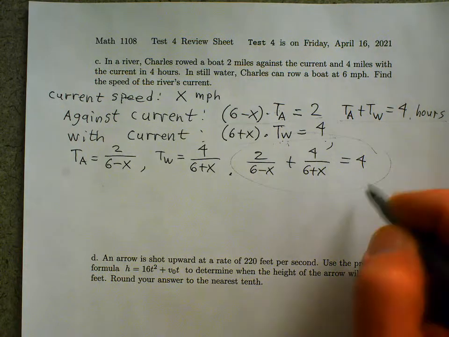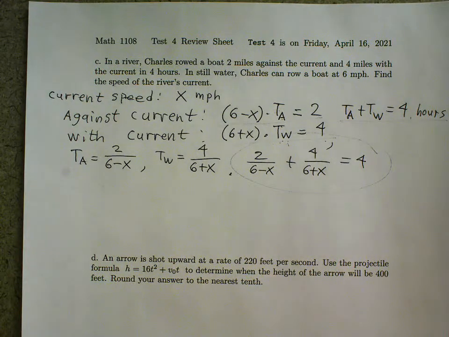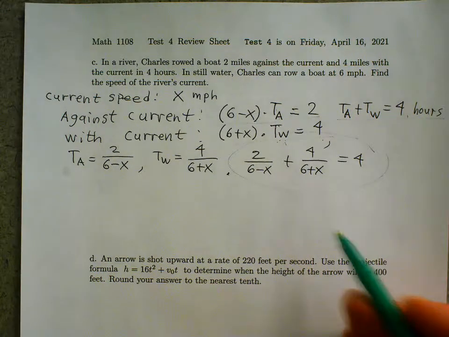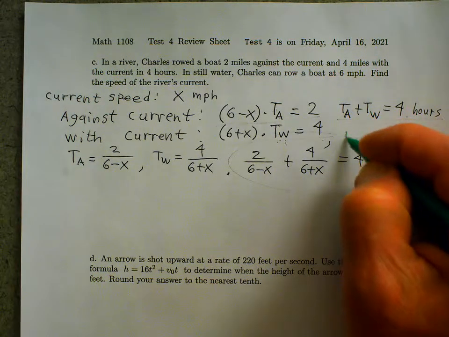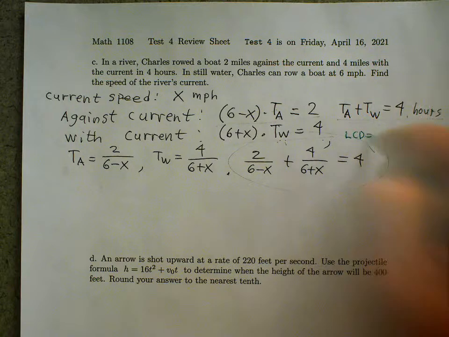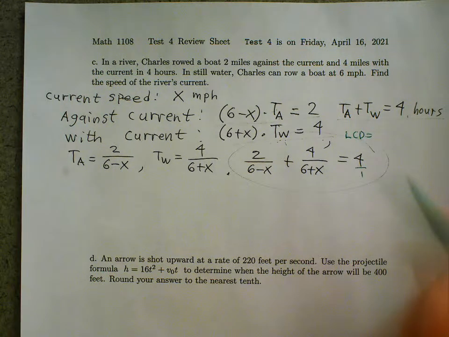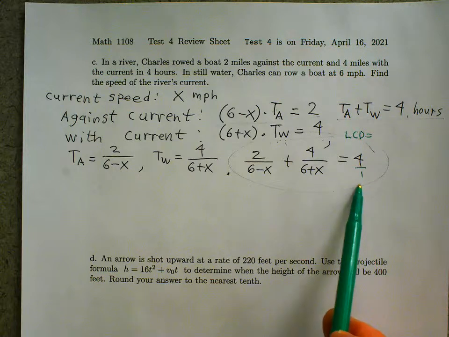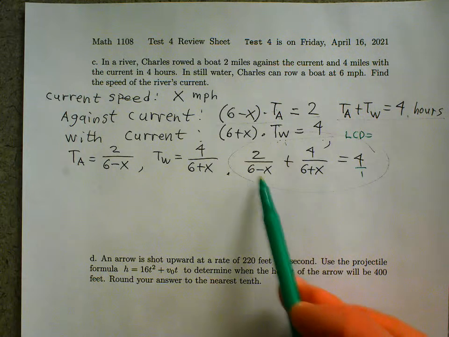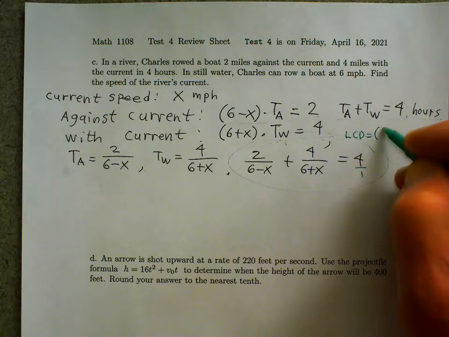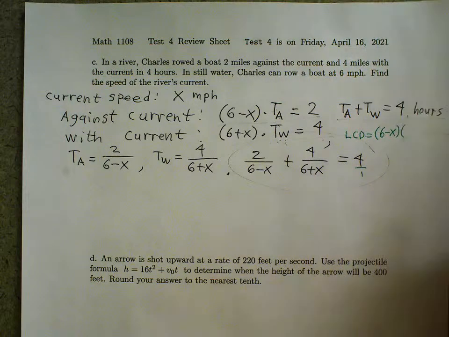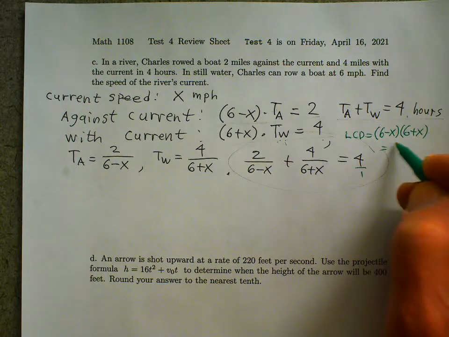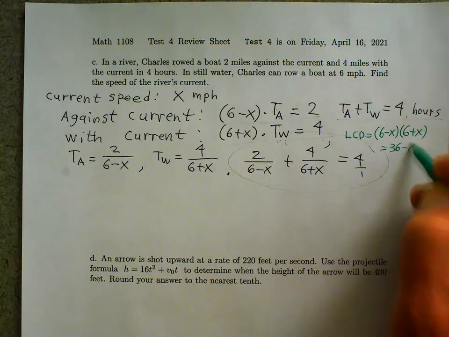So the standard approach: find the least common denominator, multiply every term on both sides by the least common denominator, and then solve the resulting equation. So the least common denominator is the binomial 6 minus x times the binomial 6 plus x. And when you multiply those out, it's just going to become 36 minus x squared.